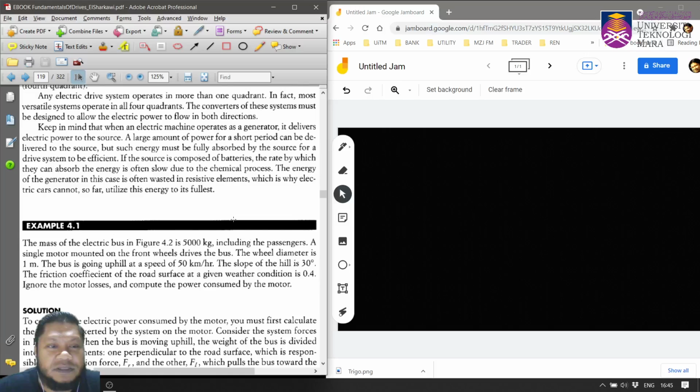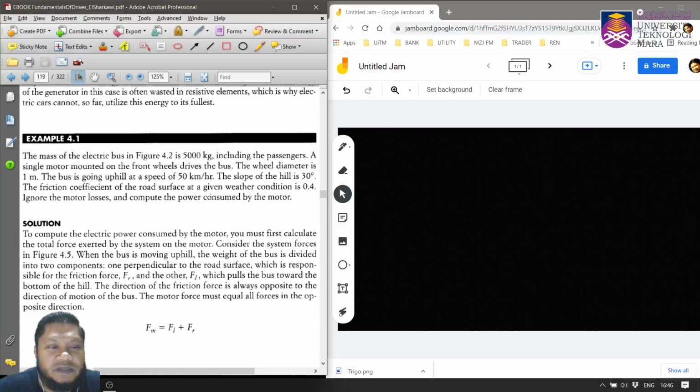What else? We ignore the motor losses, so there are no losses. Compute the power consumed by the motor. So how do we move this 5,000 kilogram bus at a speed of 50 kilometer per hour, going uphill on a hill with 30 degree inclination? The bus is climbing the hill at 30 degrees, and the friction coefficient is 0.4. So let's look at the solution.